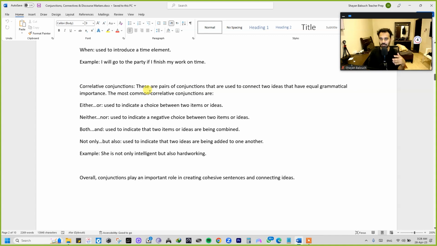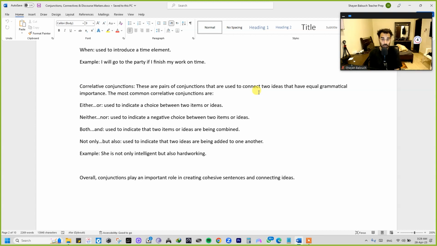They're my favorite. They really help you to speak more, let's say, in a formal way, or it sounds more professional when you use these types of conjunctions. Okay. For example, correlative conjunctions, these are pairs of conjunctions that are used to connect two ideas that have equal grammatical importance. Those most common correlative conjunctions are as follows.